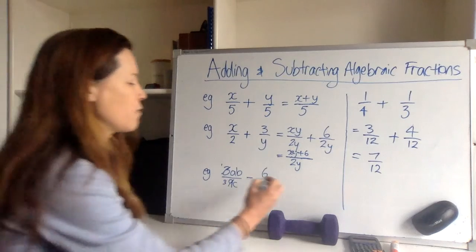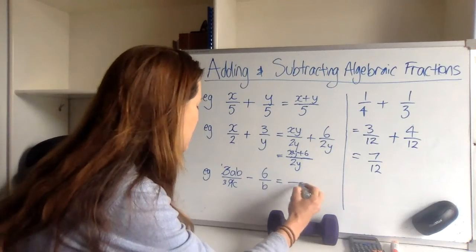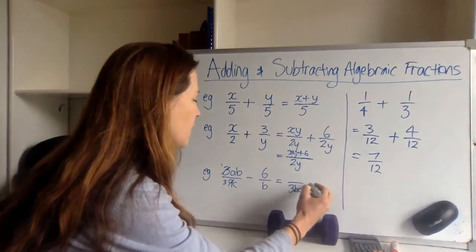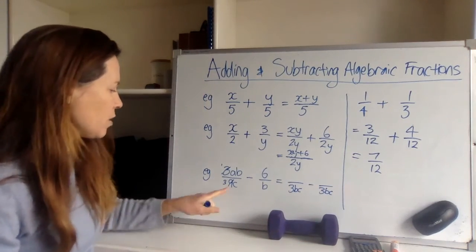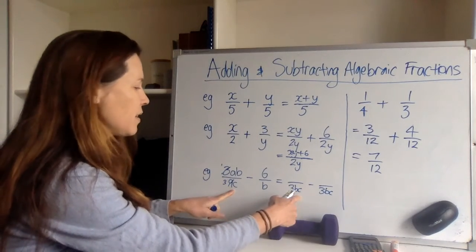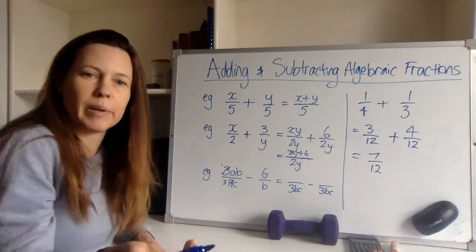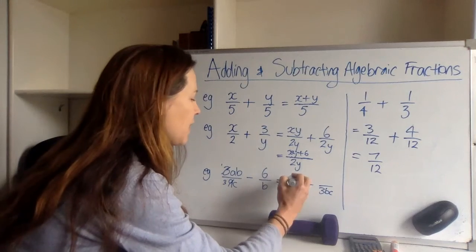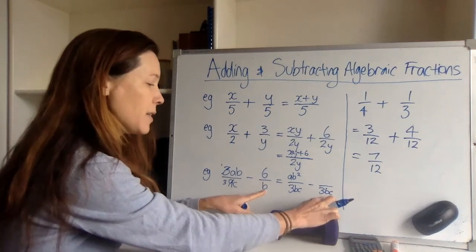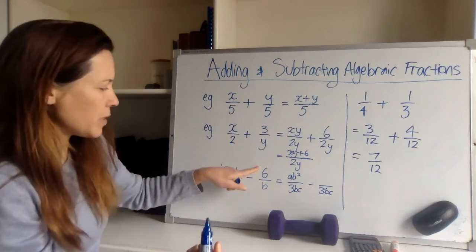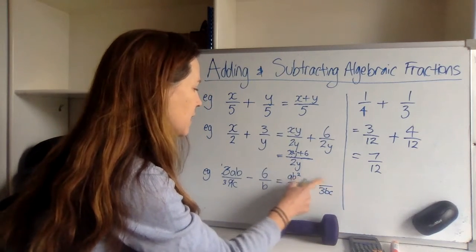So now, looking for my common denominators, if I have 3c and I've got b, the lowest common denominator is literally just multiplying those two together, and I've got 3bc on the bottom of my fractions. Now, what did I do to 3c to turn it into 3bc? I multiplied it by b, didn't I? So I need to do the same to this ab. And if I've got ab multiplied by another b, that gives me ab squared. And over here, what did I do to b to turn it into 3bc? I multiplied it by 3c. So I need to do the same to this 6. So I've got 6 times 3c, so that gives me 18c.